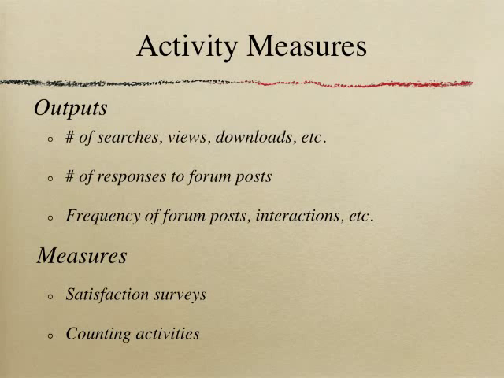Other measures. We can count the activities, obviously, that have taken place. That's the output measure. We can do satisfaction surveys where we ask people whether they're using the information, how well it's being used, what they think of the information, what they learned from it, perhaps. We're able to get a little bit better information beyond just counting outputs, where we're qualitatively or quantitatively able to measure what people think.